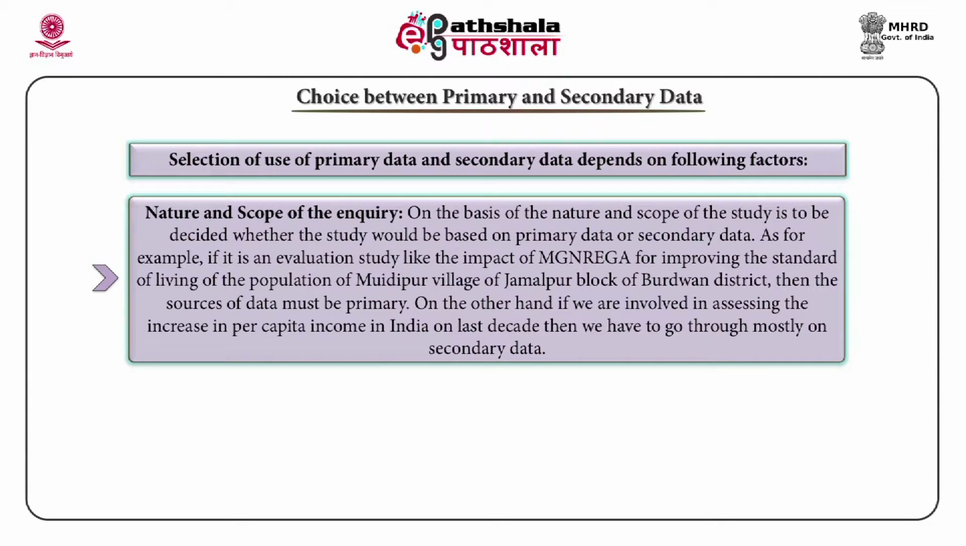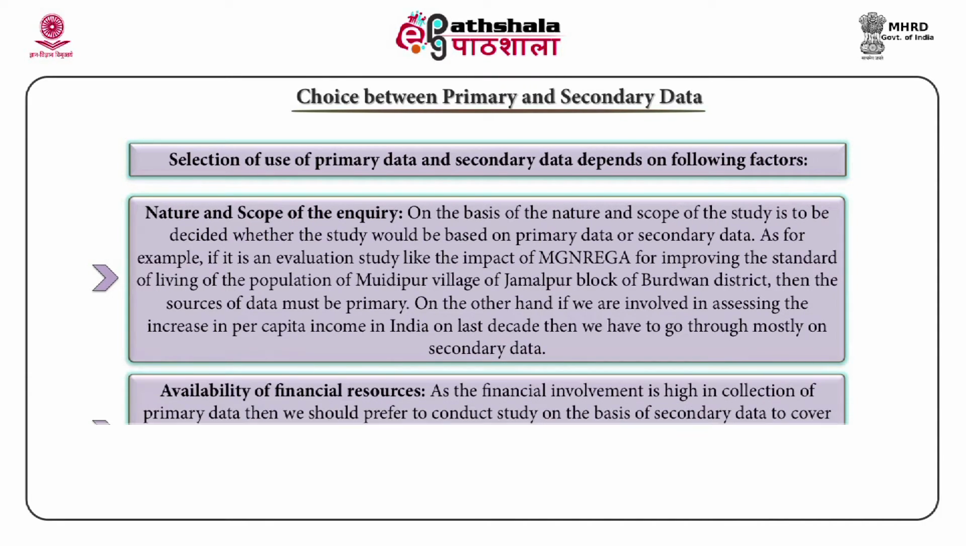For example, if it is an evaluation study like the impact of MGNREGA on improving the standard of living of the people of Muidupur village of Jamalpur block of Bardhaman district, then the sources of data must be primary. On the other hand, if we are involved in assessing the increase in per capita income in India over the last decade, then we have to go through secondary data.